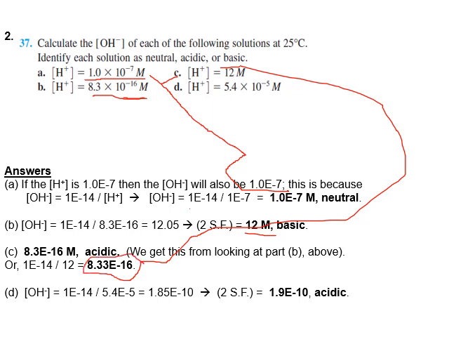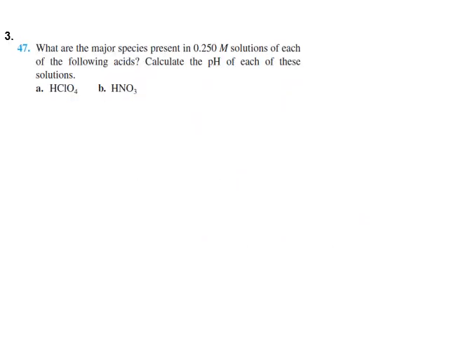And for D, 1 times 10 to the minus 14th divided by 5.4 times 10 to the minus 5th is going to give you 1.9 times 10 to the minus 10th. Next slide. What are the major species? Let's do that first.